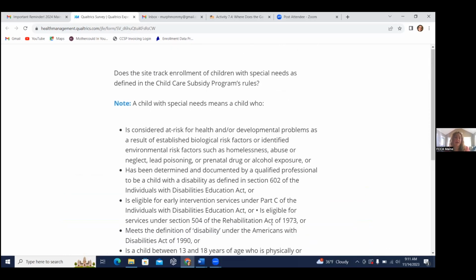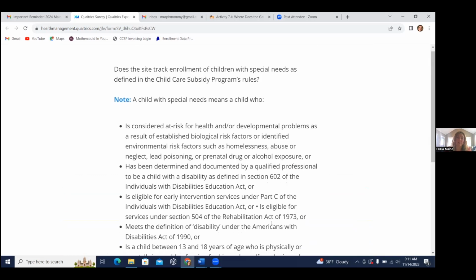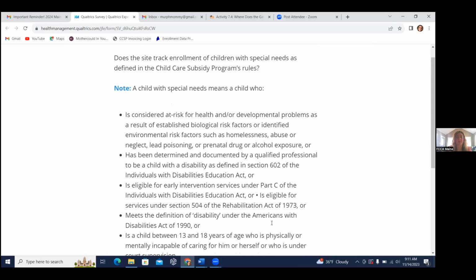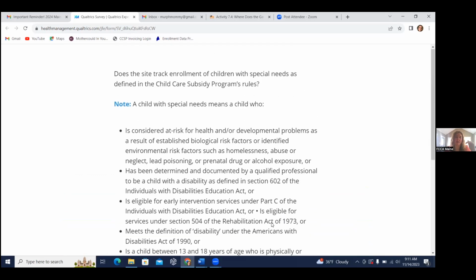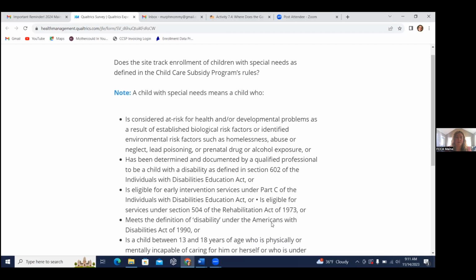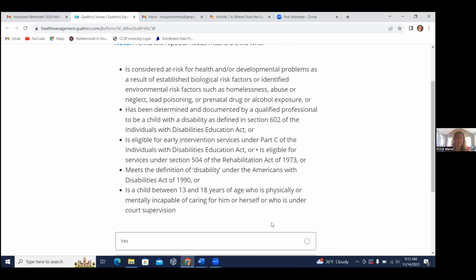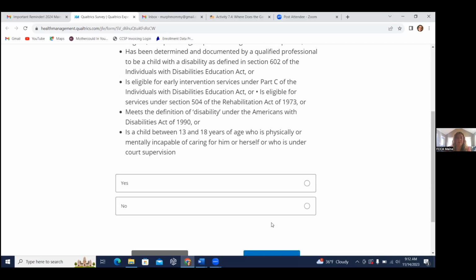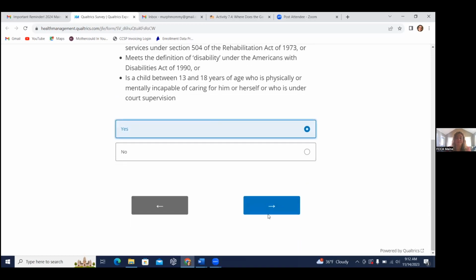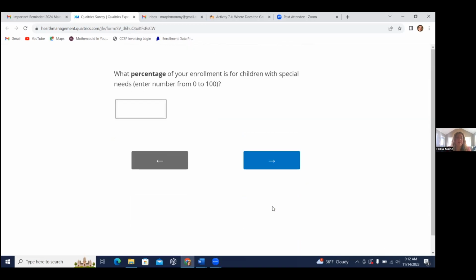Does the site track enrollment of children with special needs as defined in the child care subsidy? This just explains what a child with special needs means. A child between 13 and 18 who is physically or mentally incapable of caring for himself, or has been determined by a qualified professional to be a child with a disability as defined in section 602 of the Individuals with Disabilities Act. So we'll go yes. What is the percent of enrollment of these children? I'm going to do 0.